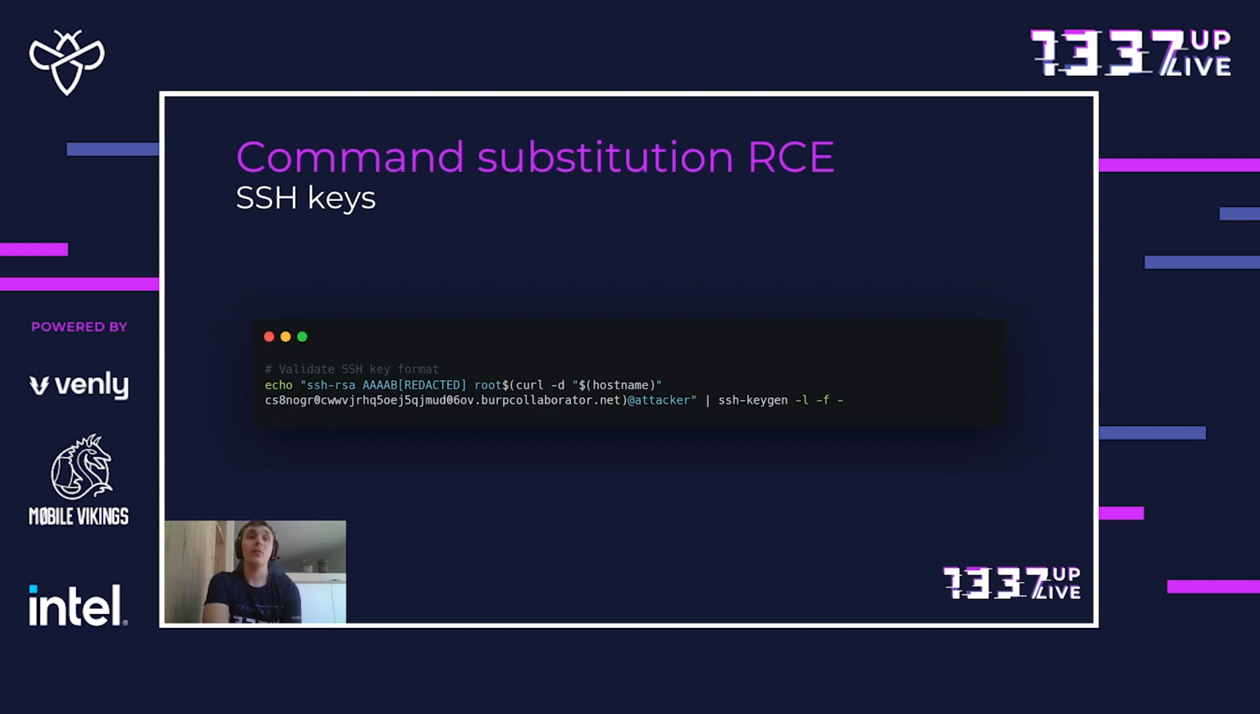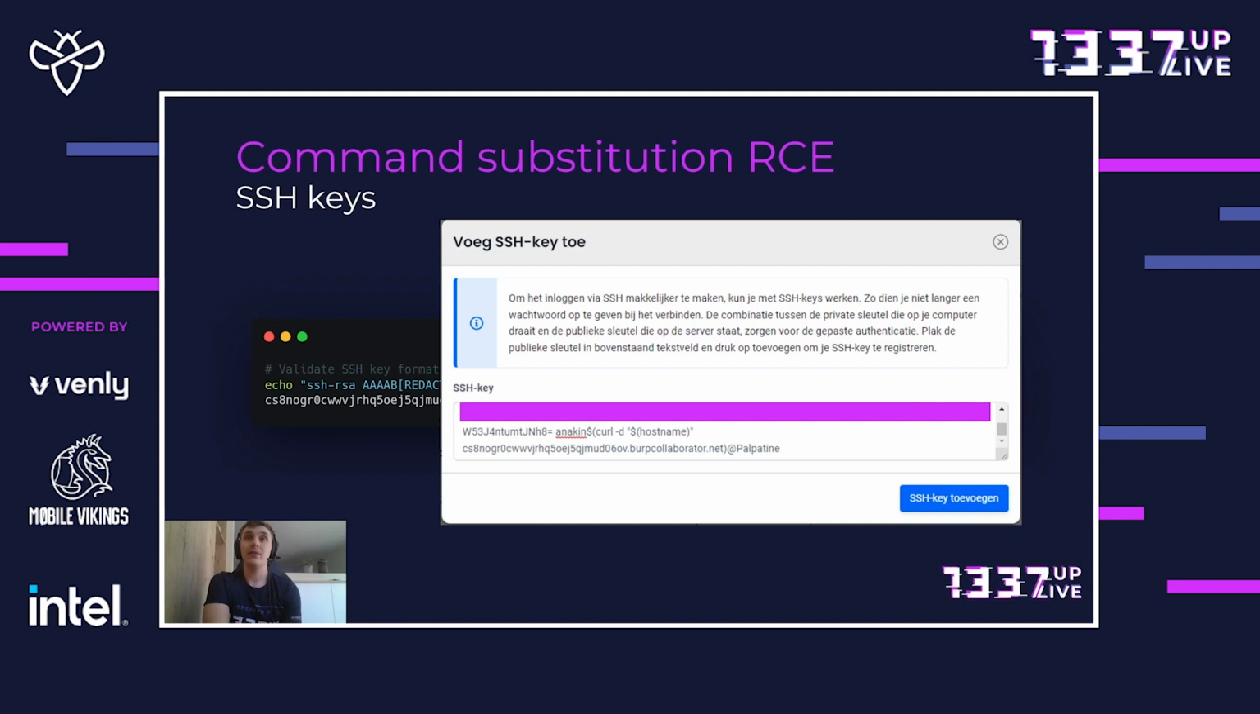So whenever we try to upload this on a vulnerable target, which we can see here, this is an SSH key configuration panel of a hosting provider platform. So we can see we included our malicious public key here. And whenever we try to add that SSH key to our account, the backend will try to validate the format and validity of our malicious public key.